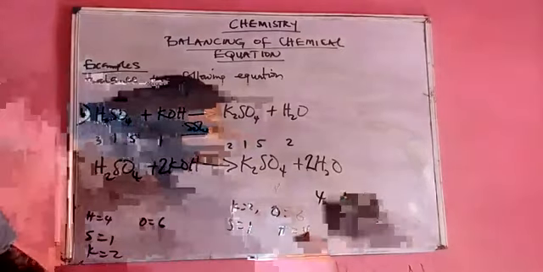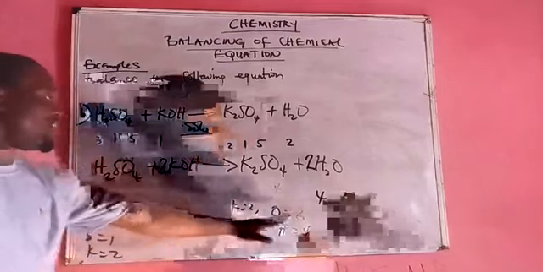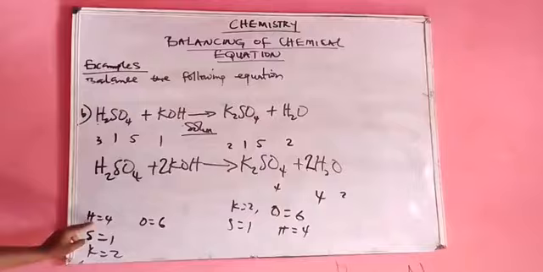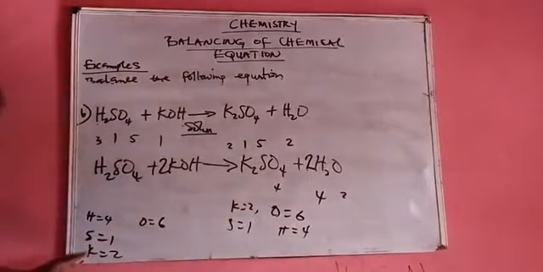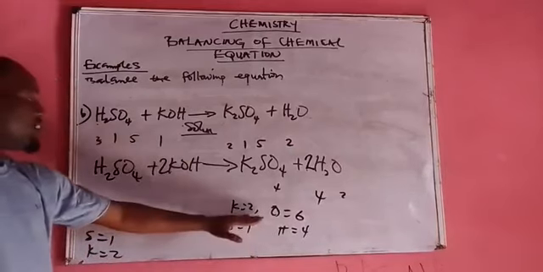potassium is equal to 2 here, sulfur is also equal to 1. You see that this equation is now balanced. Oxygen here 6, oxygen here 6, hydrogen here 4, hydrogen here 4, sulfur here 1, sulfur here 1, potassium here 2, potassium here 2.